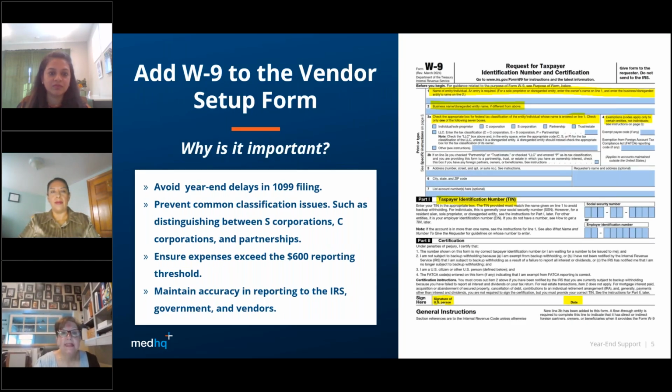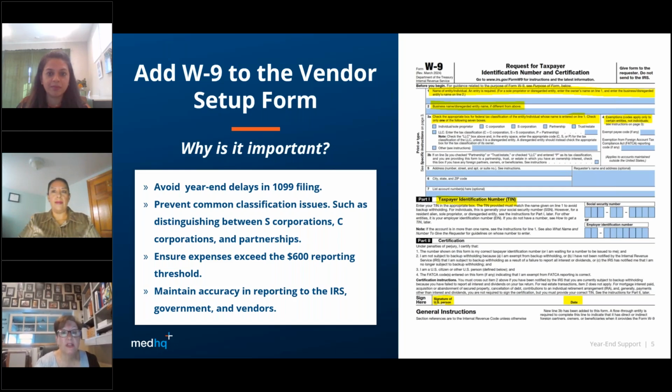A W-9 is needed to set up the vendor correctly because it avoids year-end delays in 1099 filing. It prevents common classification issues, such as distinguishing between S-Corps, C-Corps, partnerships, and LLCs that are treated as Corps. Ensure expenses exceed the $600 reporting threshold.